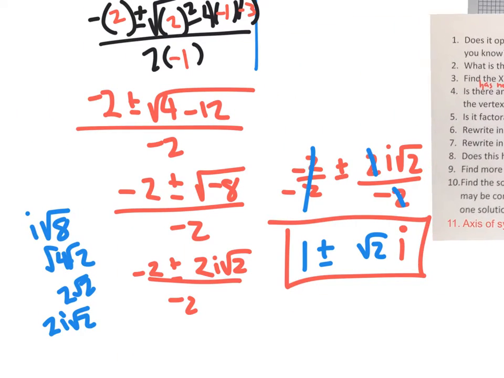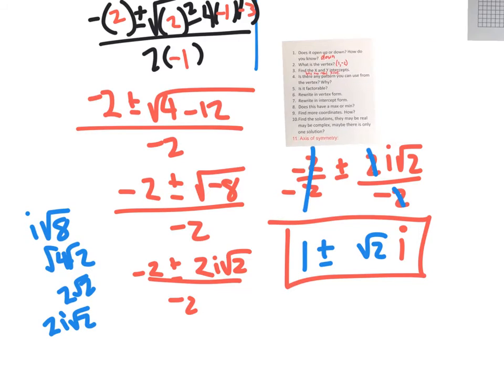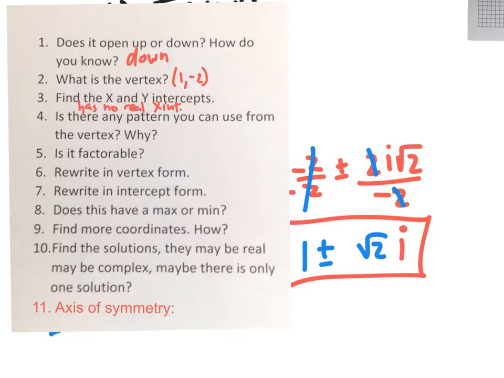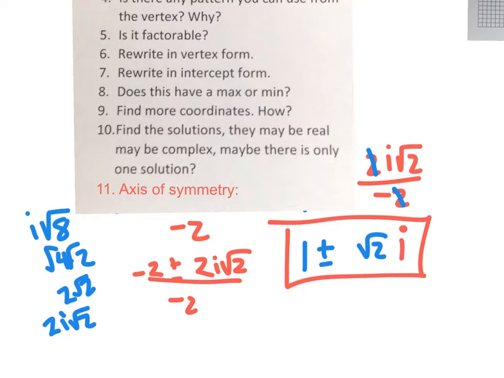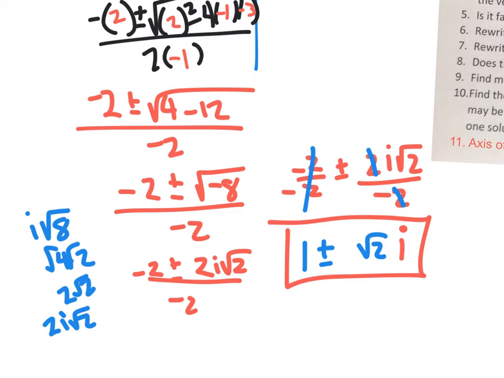How about the Y-intercept? Okay, well, let's go back to our work here. And you know what? I might as well jot down that answer that we have right there, 1 plus or minus the square root of 2i. And I want to write down that answer for number 10. It says, find the solutions. They may be real, they may be complex. And in this case, they're complex. So the answer to number 10 is 1 plus or minus the square root of 2 with an i. So if you're doing this on your paper, maybe you want to write down just the number 10 right next to this. Because not only is it an X-intercept, but it's also your solutions. Okay? Anyway, those are your X-intercepts.